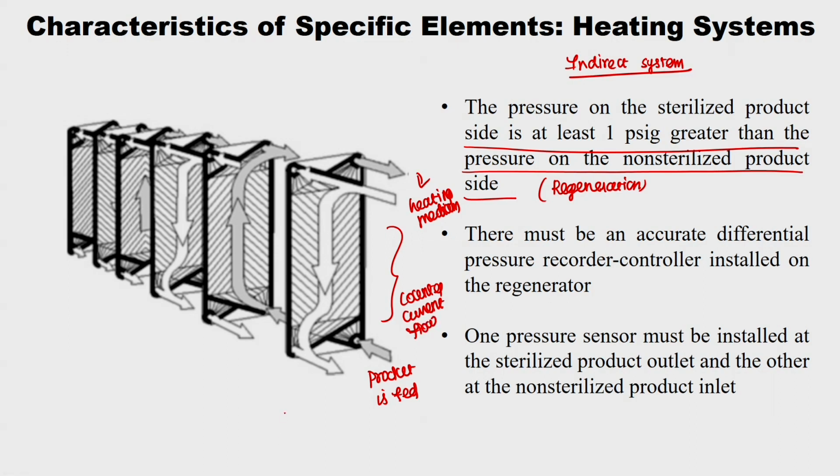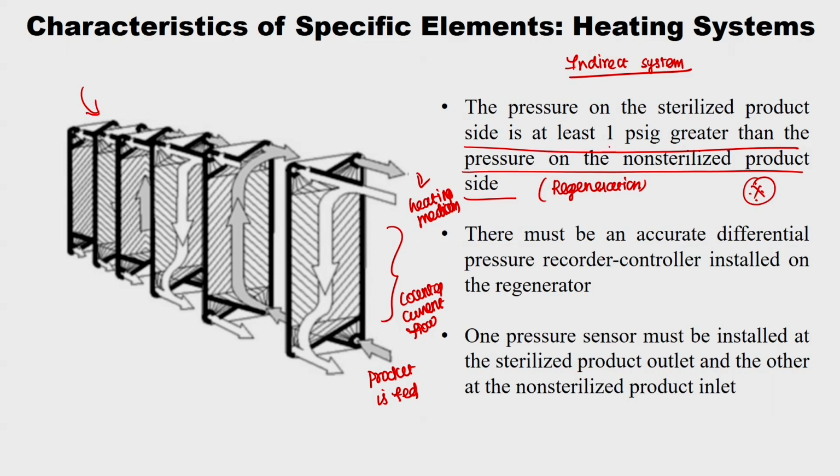Right. So one way is that you directly send the product and directly send the heating medium here and get it heat exchanged. Another way is what we already discussed, regeneration. Regeneration is nothing but the sterilized product being used to reheat the raw product. At that time this is a very important criterion, because it avoids the mixing of the two products, which is nothing but the raw product and the sterilized product.